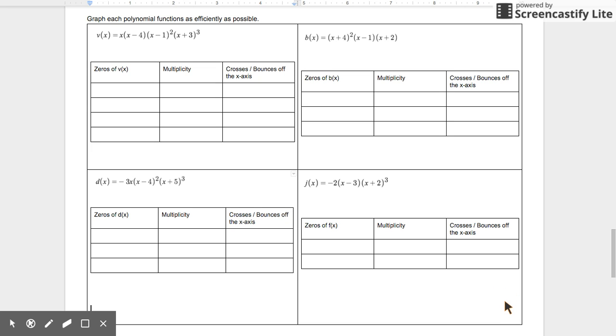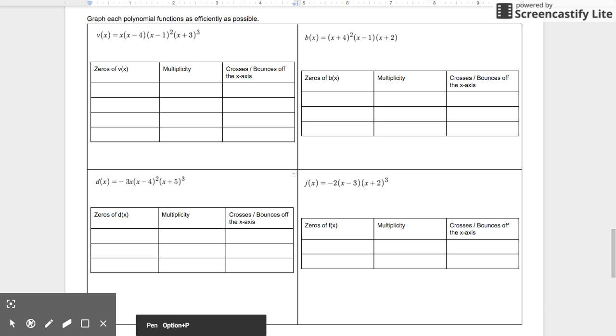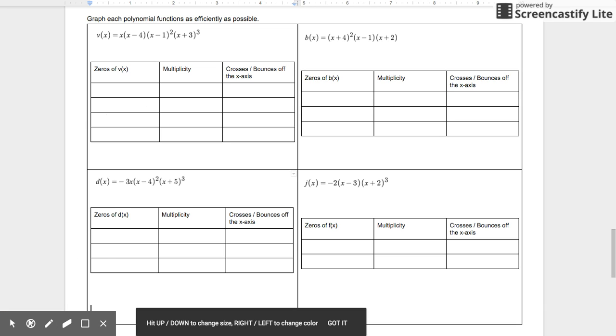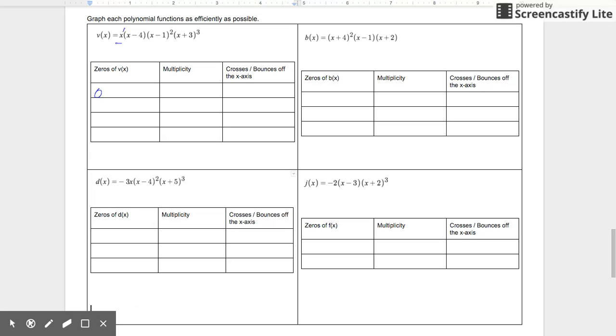Let's find the zeros of each of these functions, the multiplicity of the zeros, and how the graph behaves at each of these zeros. So for v of x, since the first factor is x, the zero is 0. And since the exponent of x is 1, the multiplicity of 0 is 1, which happens to be an odd number. The next factor is x minus 4. Therefore, the 0 is 4. And since the exponent is 1, 4 is a 0 one time. So the multiplicity is 1, which is also odd.